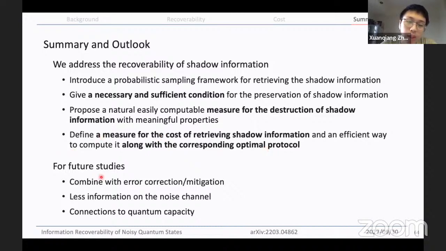For future studies, we think it would be interesting to consider how to combine our results with error correction or error mitigation so that it can be used in practical scenarios. Also, we can consider the cases where we don't have the complete information of the noise model, which is usually the case in practice. And lastly, we can consider the connections of our results to the quantum capacity, which measures a quantum channel's utility to transfer a certain type of information.